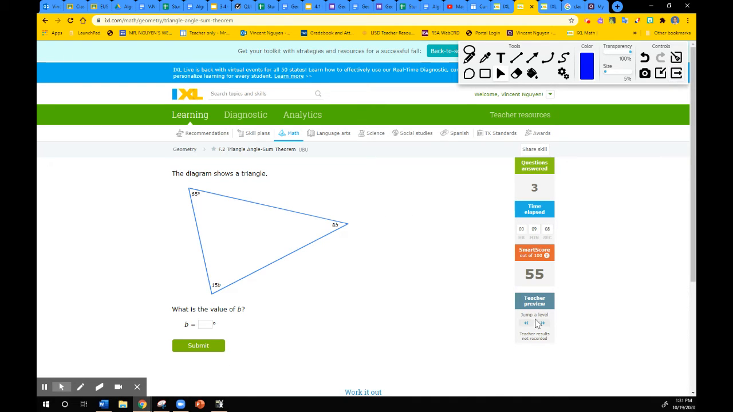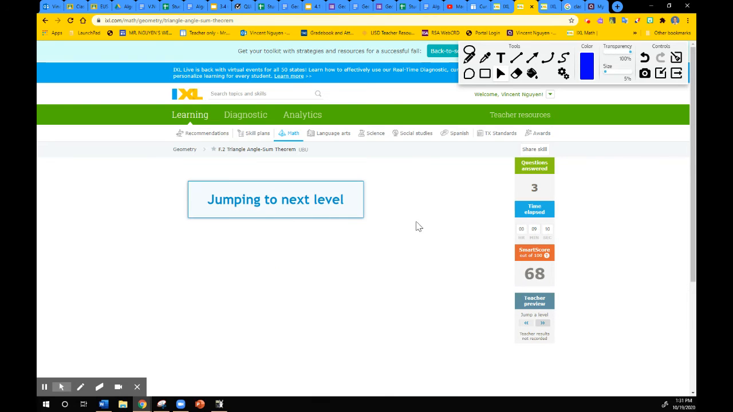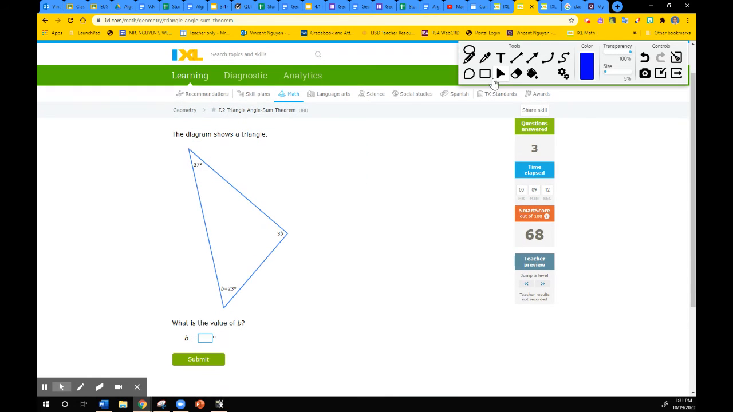Let's skip level one more time. All right, let's do this one. This one is three angles, so it doesn't matter. I'm going to do 37 as my angle 1, plus 3b as my angle 2, plus b plus 23 as my angle 3. So all of those are three angles, equals 180.